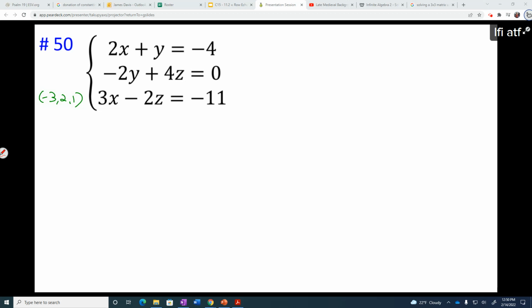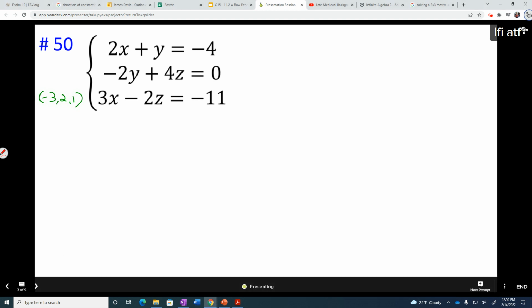Problems. If you even just want to watch, that's fine. Just need to figure out, make sure you know what you're doing here. So on number 50, this was the homework problem.